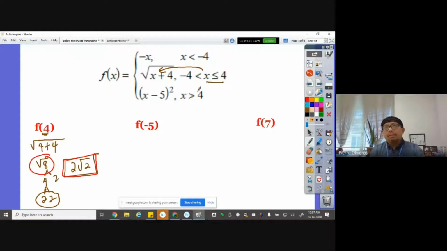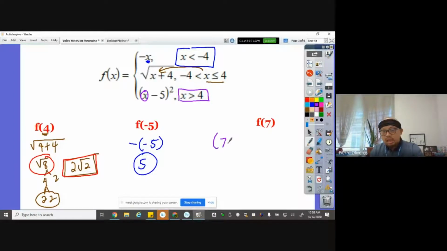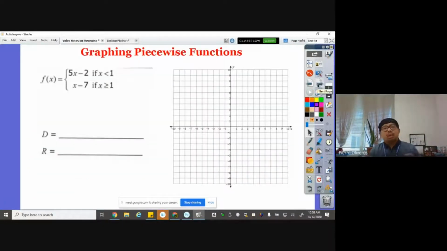F of negative 5. Negative 5 is smaller than negative 4, so x is less than negative 4. So I'm going to plug in negative 5 right here. So negative, negative 5. What's negative times negative? Positive. So the answer here is 5. And f of 7, 7 is greater than 4, so we'll plug the 7 into this x here. 7 minus 5 squared. So 2 squared is going to be 4. There you have it. Very easy, right? That's how you evaluate a piecewise function.